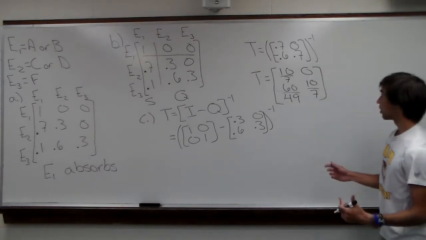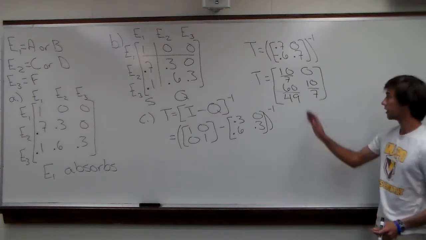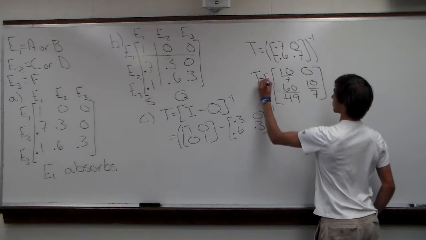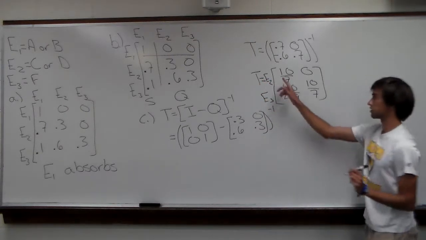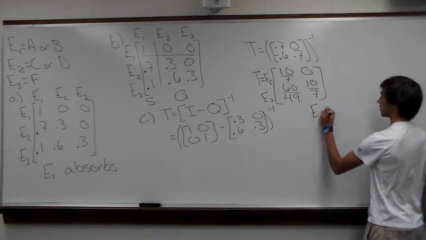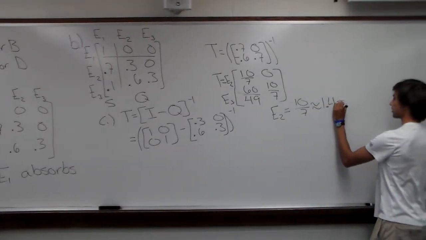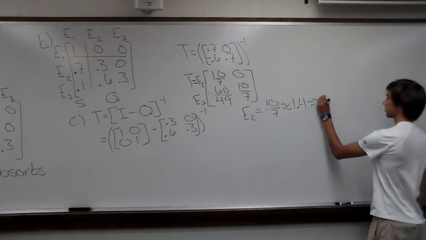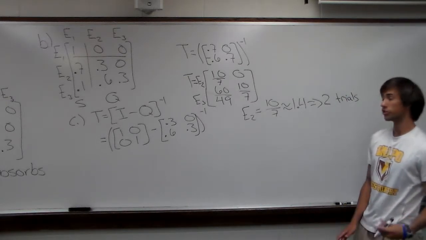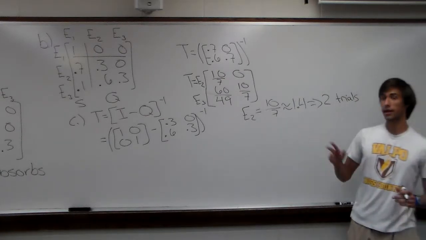Now, to solve for the number of trials it's going to take to get us into the absorbing state, we add the rows. This row corresponds to E2, and this is E3. So this is starting at E2, and this is starting at E3. E2 is 10 over 7, which is roughly 1.4, which tells us we're expecting to take 2 trials to get an A on that paper. If you start by getting a C or a D on your first draft, you would most likely take 2 trials to get an A.